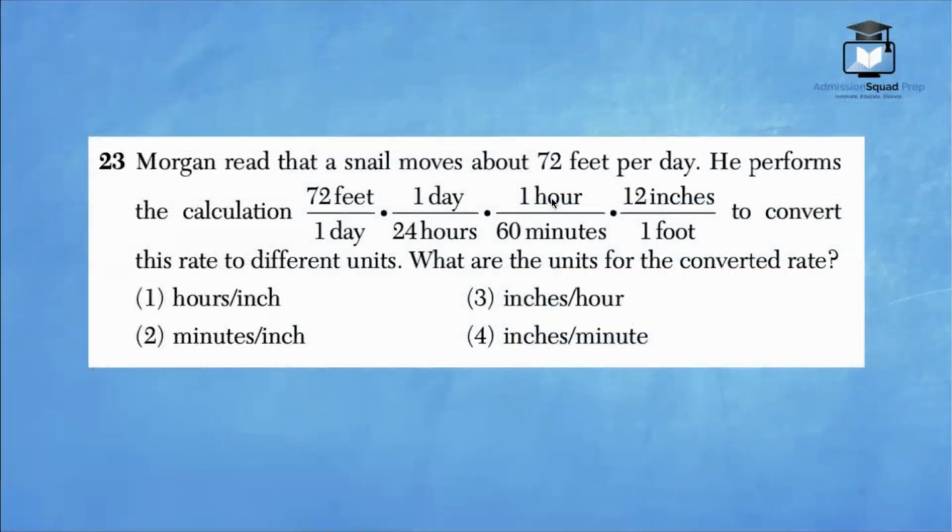For question 23, it says that Morgan read that a snail moves about 72 feet per day. He performed the calculation 72 feet over 1 day times 1 day over 24 hours times 1 hour over 60 minutes times 12 inches over 1 foot. To convert this rate to different units, what are the units for the converted rate? And we have different outcomes here in our answer choices.